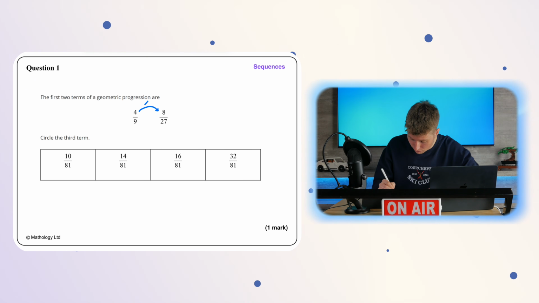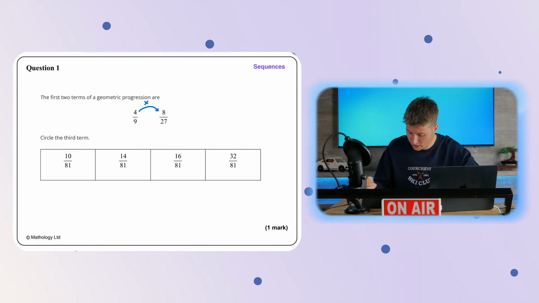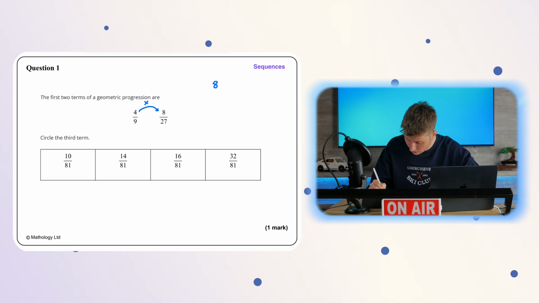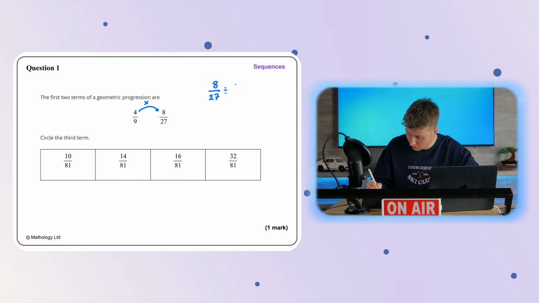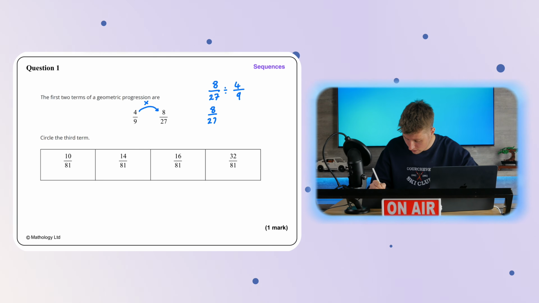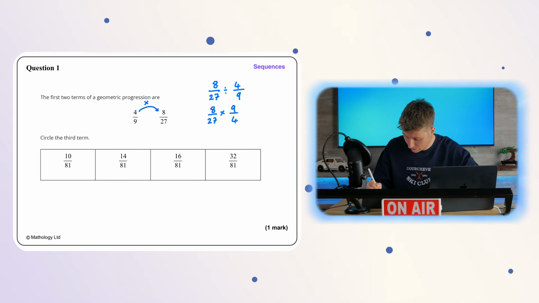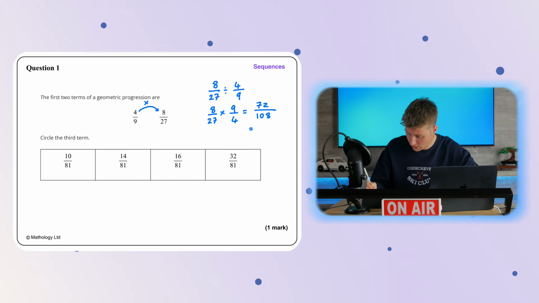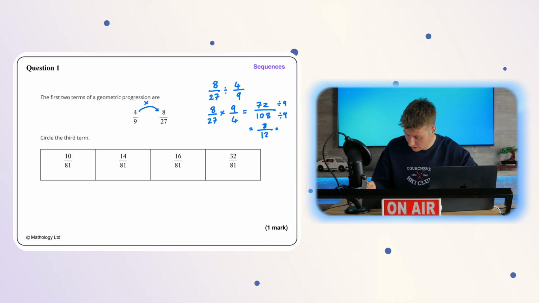So we need to think, what do we need to multiply 4 over 9 by to give us 8 over 27? So to do this sum, we're going to do 8 over 27 divided by 4 over 9. When we're dividing fractions, we need to think of keep, change, and then flip. So 8 times 9 is 72, and then 27 times 4 is equal to 108. We can divide the top and the bottom of this fraction by 9 to give us 8 over 12, and then we can simplify this dividing top and bottom by 4 to give us 2 over 3.